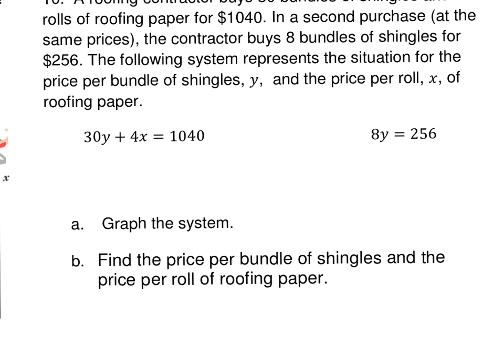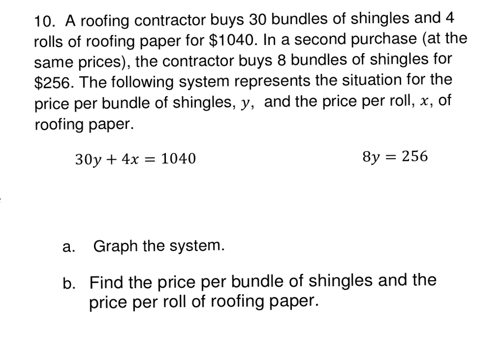And lastly, I need to have a situation here. A roofing contractor buys 30 bundles of shingles and 4 rolls of roofing paper for $1,040. In a second purchase at the same prices, the contractor buys 8 bundles of shingles for $256. The following system represents the situation for the price per bundle of shingles and the price per roll of roofing paper. So we're supposed to graph the system.